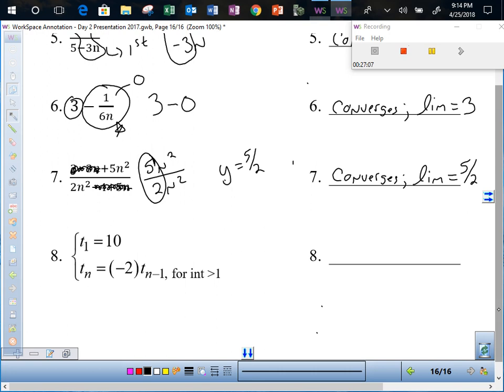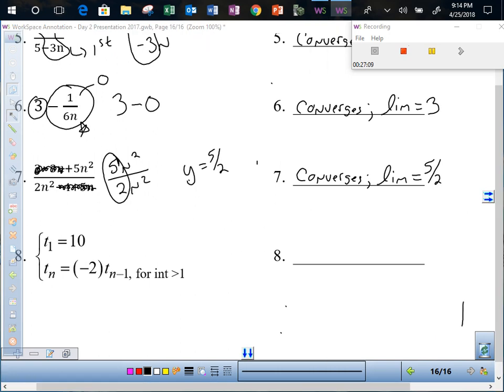Here goes my last one. We're going to tell you that the very first term is 10. The next term can be found by -2 times the previous term. So this is a recursive formula. So I'm going to have 10 for my first term. To get my second term, I'm going to multiply my first term by -2 and get -20. Let's multiply by -2 again and get 40. -80, 160. What do these numbers seem to be doing?